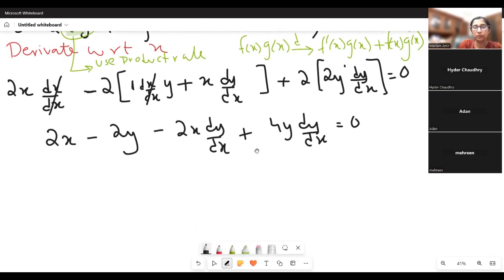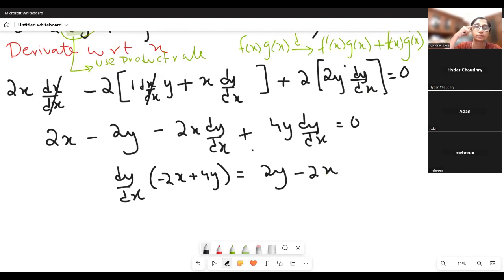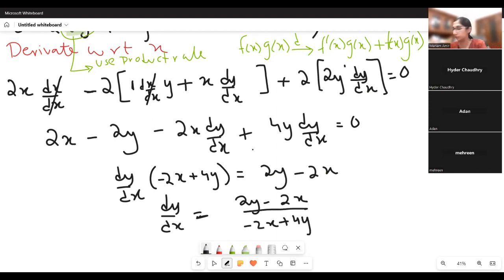Okay. Taking dy over dx common here. So there's a minus 2x plus 4y equals 2y minus 2x. So dy over dx would be 2y minus 2x upon minus 2x plus 4y. Let me check. You can also take 2 common and cancel it. Take 2 common in the numerator, take 2 common in the denominator, cancel them out, and we get y minus x upon 2y minus x.